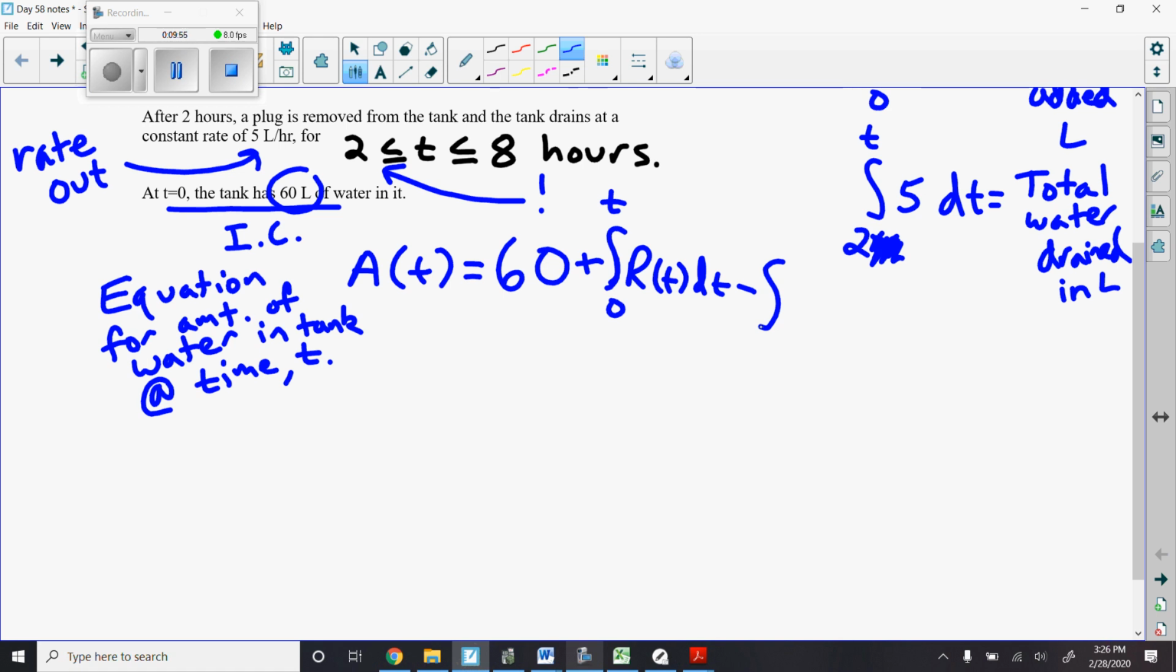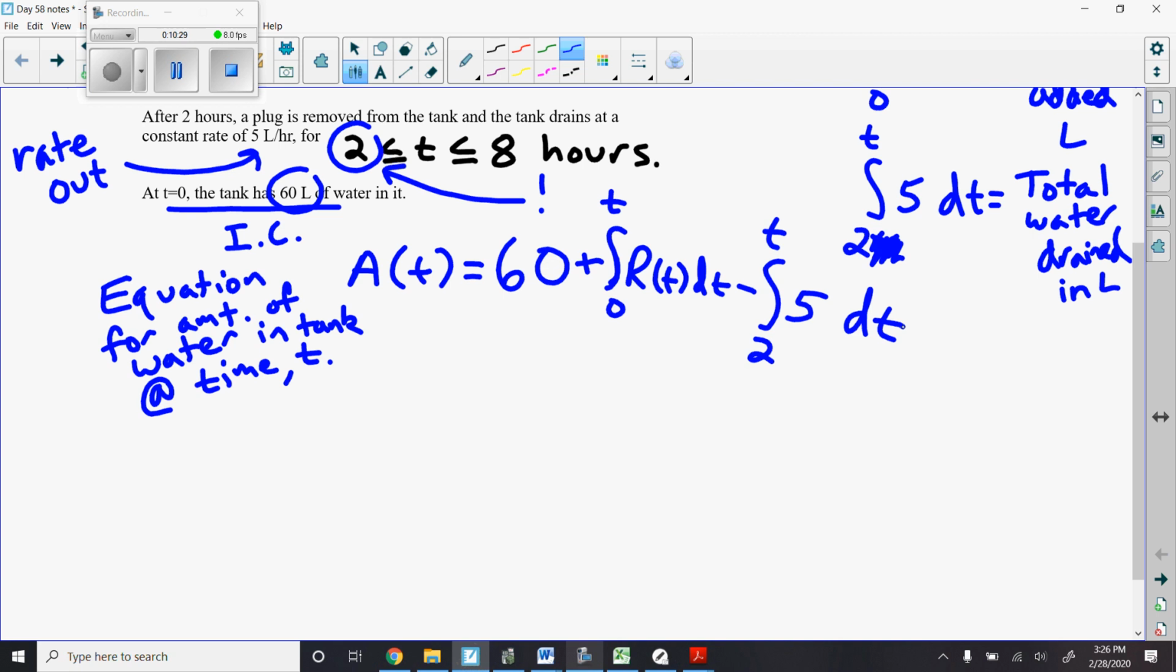Again, this is where you need to be careful. This is where you need to pay attention to that 2 up here. The rate out integral doesn't start until 2. We don't start draining until 2. And my rate out is simply 5. Okay. So think about this equation here. I can use this equation to find the amount of water in the tank at any time t.